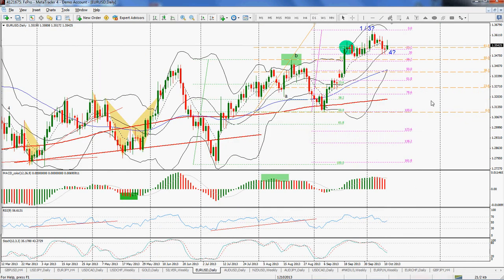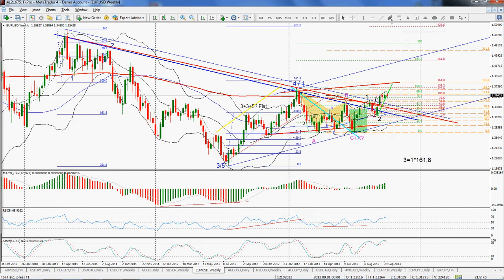If it's like that, I could have a 3 here. This could be a 3, this could be a 4, and then there could be another move to the upside, which will end the whole formation here. This is one thing.